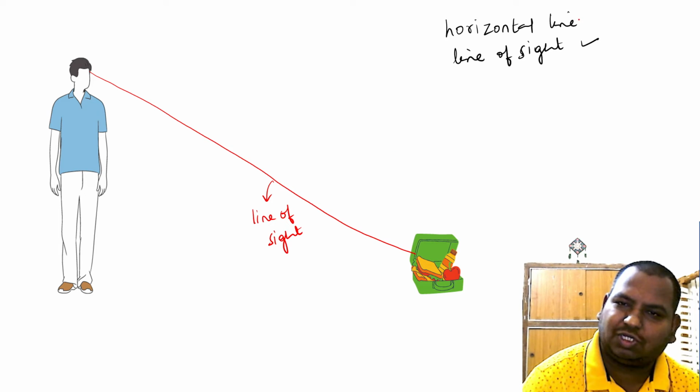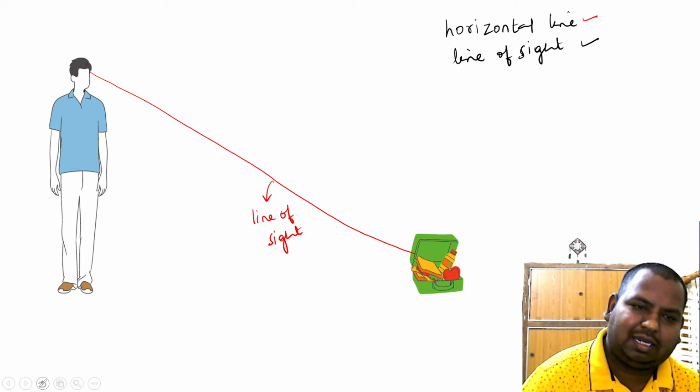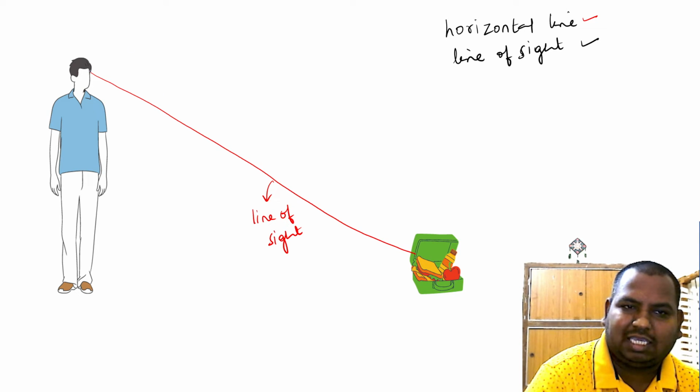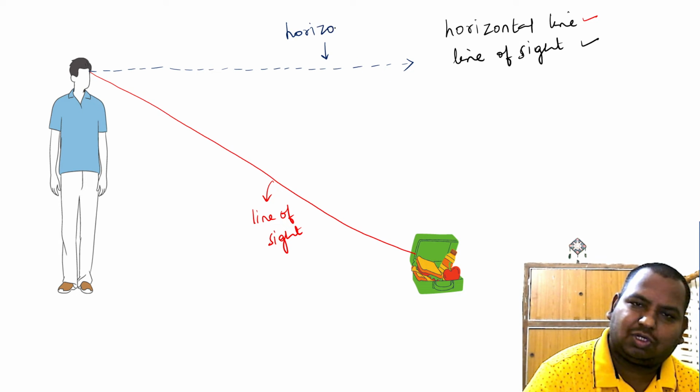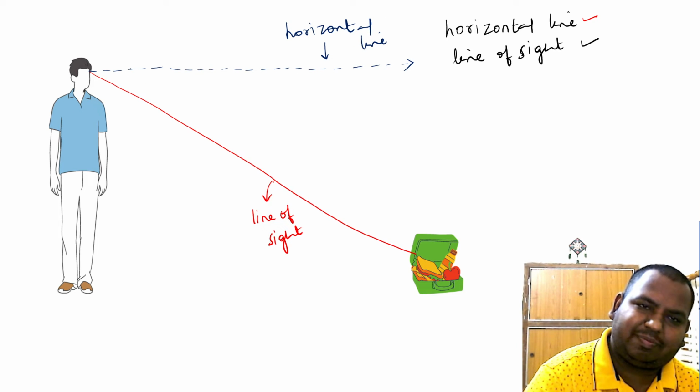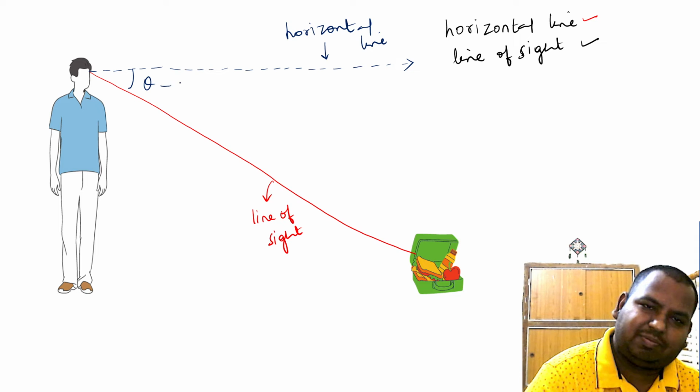Second thing is we need the horizontal line. How to draw the horizontal line? Horizontal line is a line starting from the eye of the person and parallel to the ground. So this is the horizontal line. The angle between the horizontal line and the line of sight is the angle of depression. So this angle is the angle of depression.